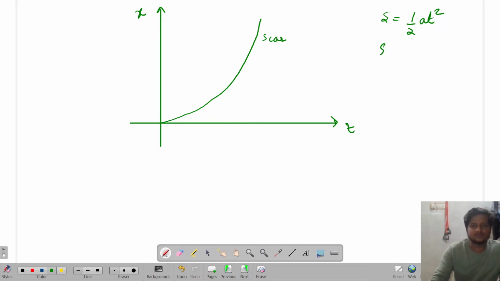But the truck is following. S of truck is just u into time t. So S is directly proportional to t. That is a linear graph. Yes or no? So the truck I am representing by a linear graph.